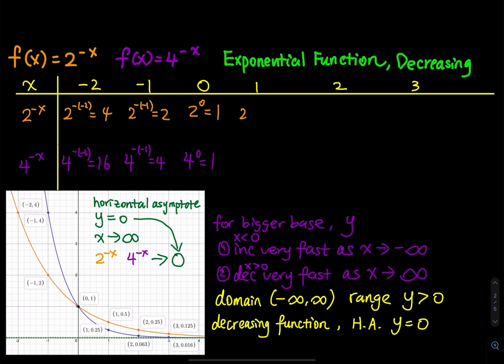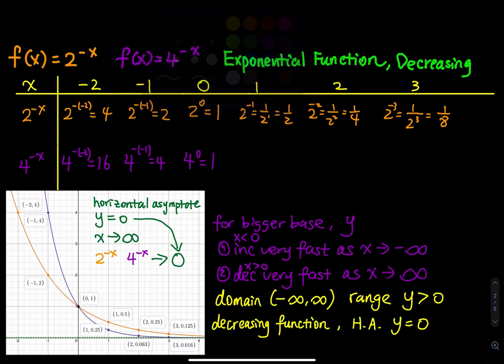So we have 2 to the negative 1, 1 divided by 2 to the first, 1 half. 2 to the negative 2, 1 divided by 2 squared, 1 over 4. 2 to the negative 3, 1 over 2 to the third power, so that is 1 over 8. All right, and then how about the 4s?